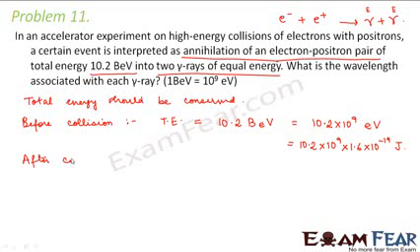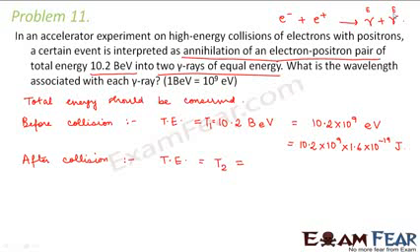Now what happens after collision? Now after collision, total energy, let us call this energy as T1, let us call this total energy as T2. So what will be the total energy after collision? After collision, what happens? 2 gamma particles of equal energies are formed. So let us suppose each of them has energy E. So what is the total energy after collision? 2E, right?